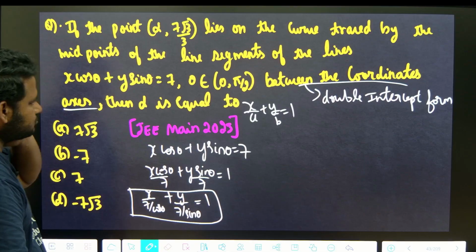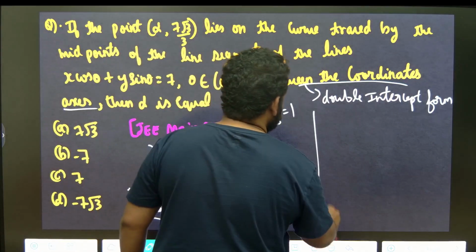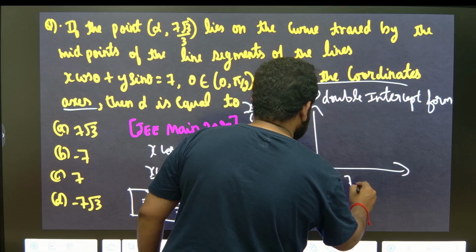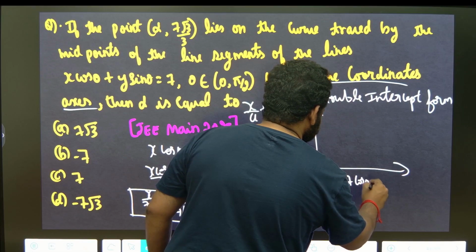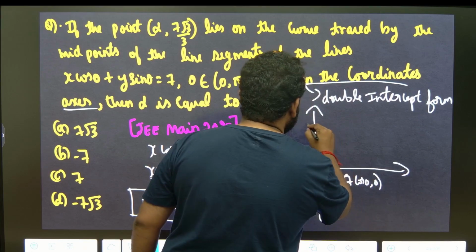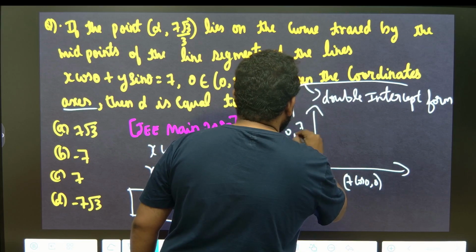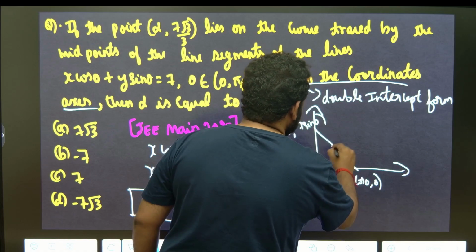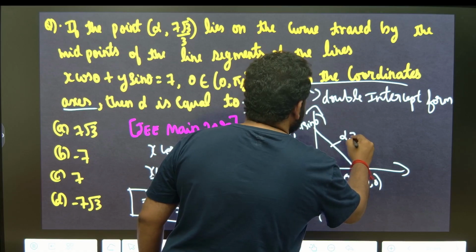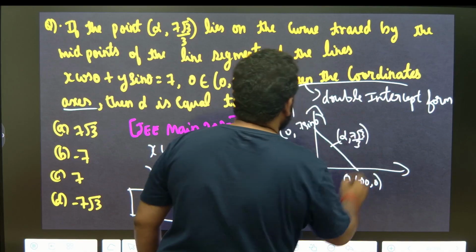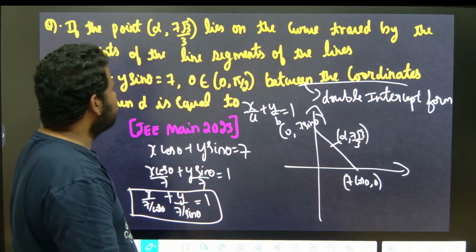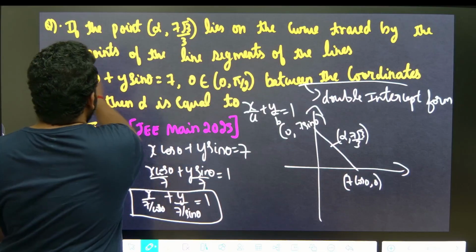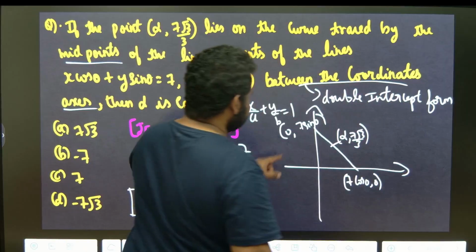Now, if it is the coordinate axis, see here, this point is 7 by cos theta comma 0, and this point is 0 comma 7 by sin theta. And the midpoint is alpha comma 7 root 3 by 3. They are telling this is the midpoint.